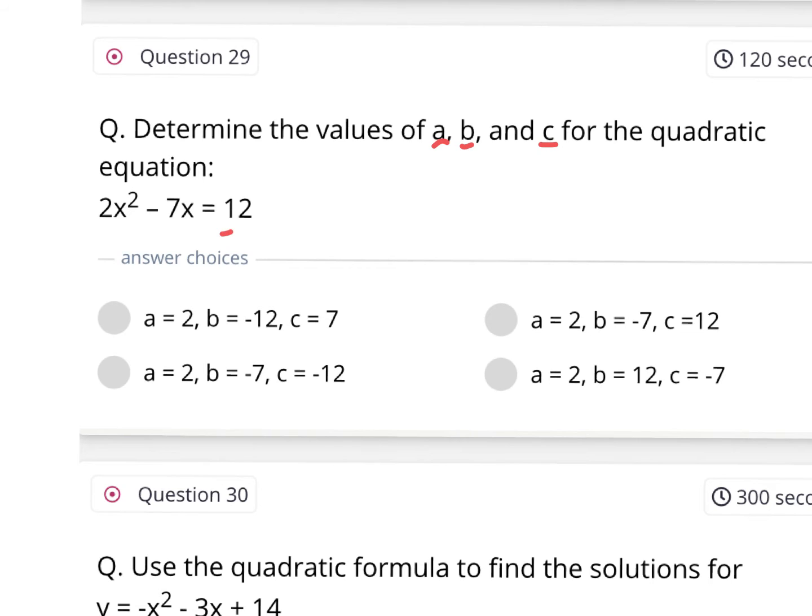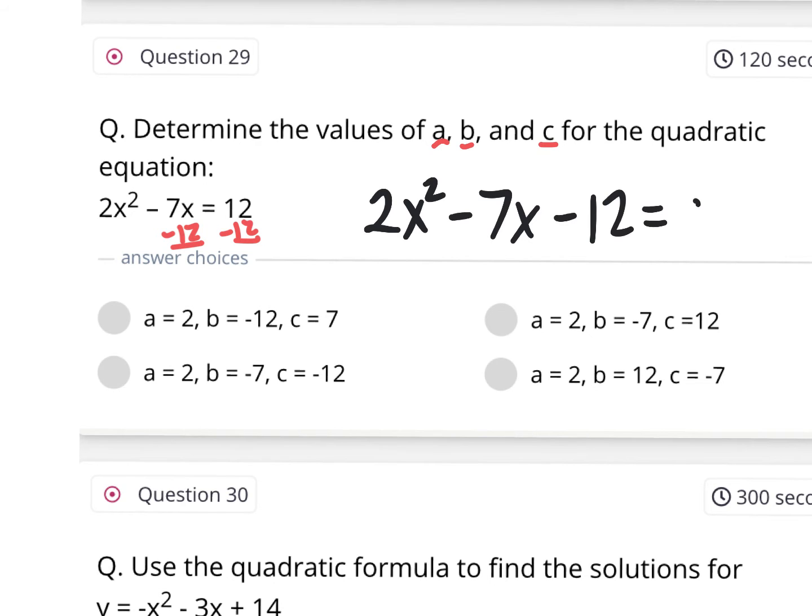So first, you need to subtract 12, which you can't really combine with any other term. They're not like terms. So what we have here is 2x squared minus 7x minus 12. It does equal 0. The A value is 2, the B value is -7, the C value is -12. So that would be the A value 2, the B value -7, and the C value -12.